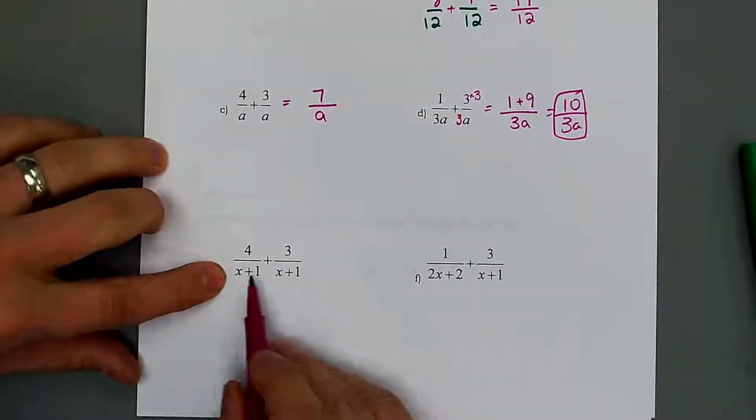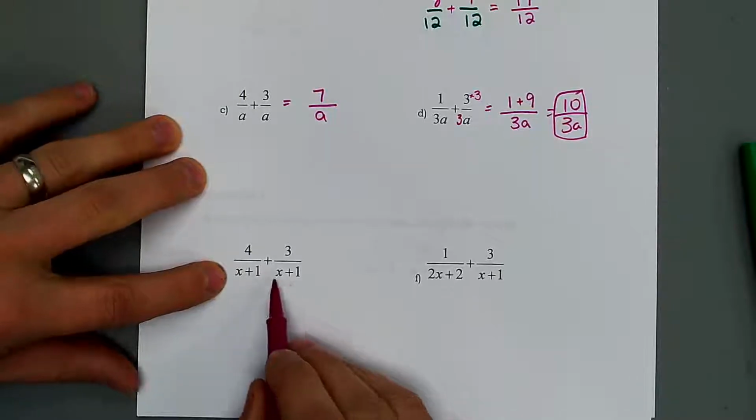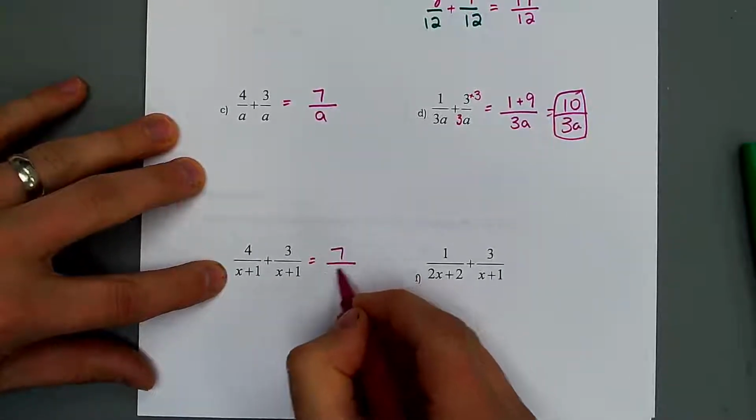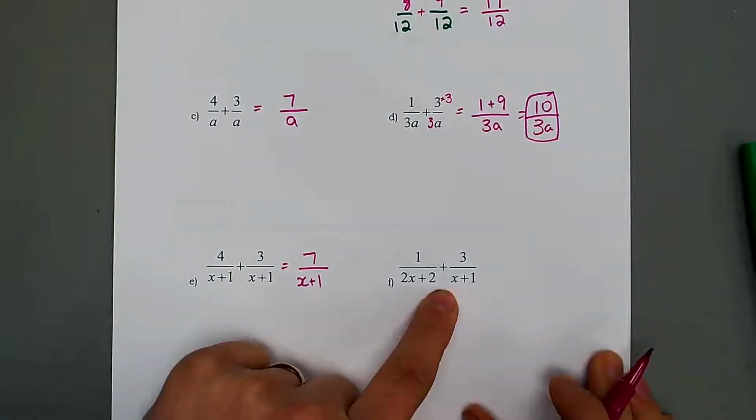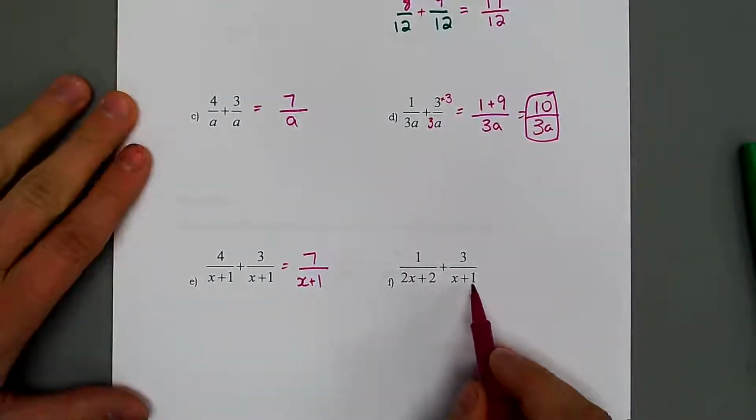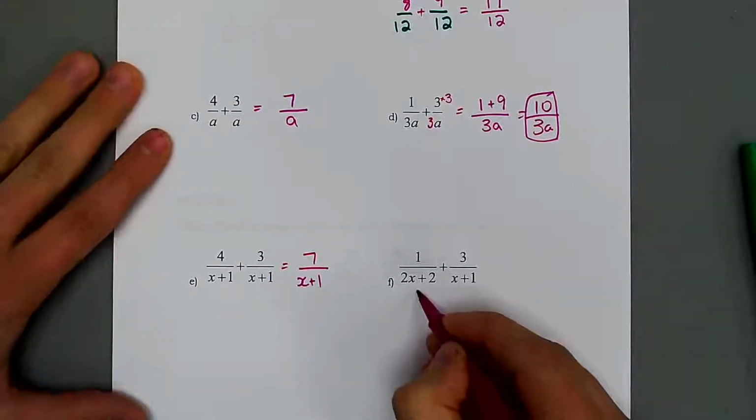Even if we have a binomial x plus 1 and an x plus 1, those match. 7 over x plus 1. Now, right now, these look very, very different. 2x plus 2, x plus 1. They look incredibly different.